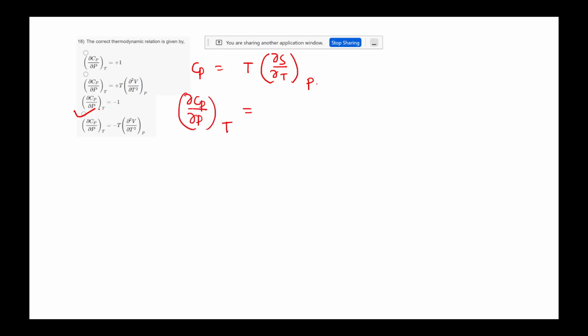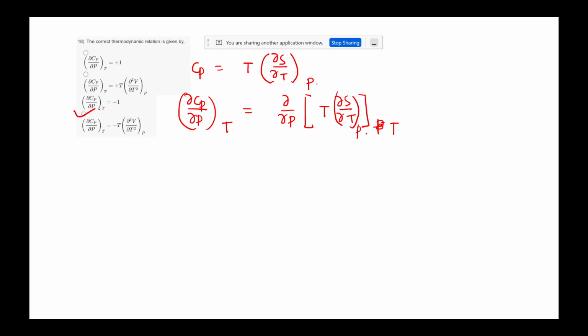So then del Cp del P at constant T will be del by del P of T del S del T at constant P. So there is no constant T inside, so T can be safely taken outside, right?